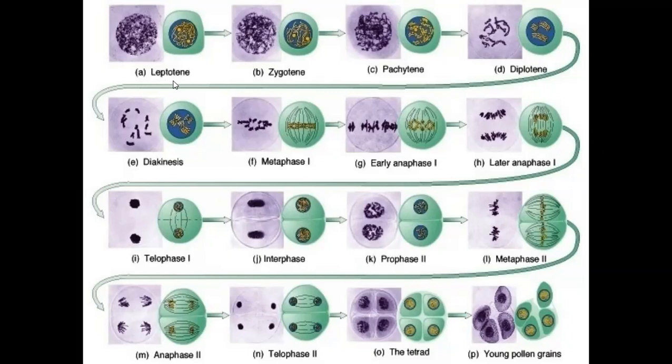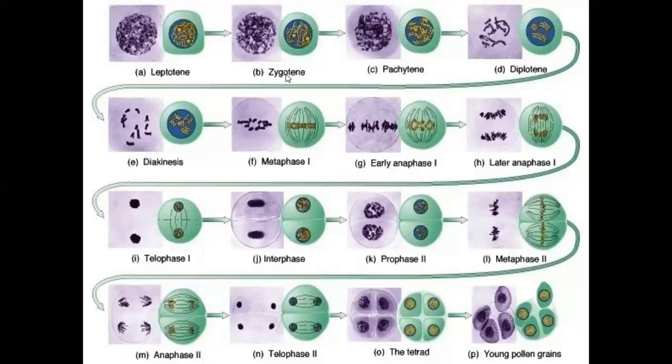In leptotene, the chromatid thread-like structures are clearly visible and nucleosomes are also clearly visible. The chromatid thread-like structures look like a flower vase-like structure in the nucleus. These chromatid thread-like structures are ready to form chromosome-like structures. Then after leptotene comes the zygotene phase.